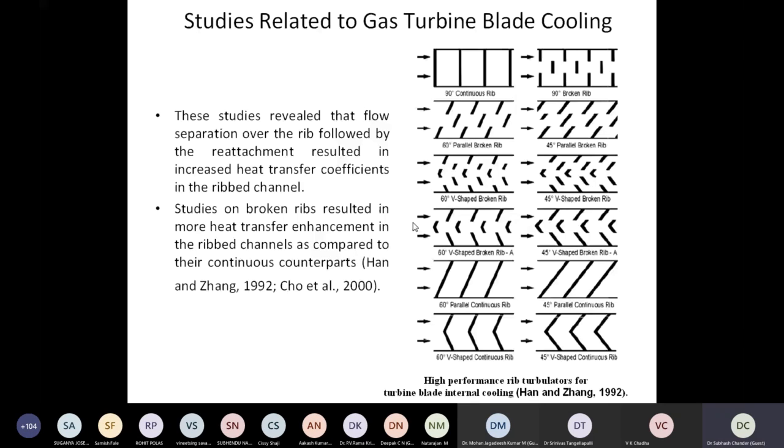I think you are all aware that gas turbine cooling is a very important section. In gas turbines, the performance of the gas turbine engine depends upon TIT, that is turbine inlet temperature, right? Higher the temperature, higher will be the performance, higher will be the efficiency of that gas turbine.